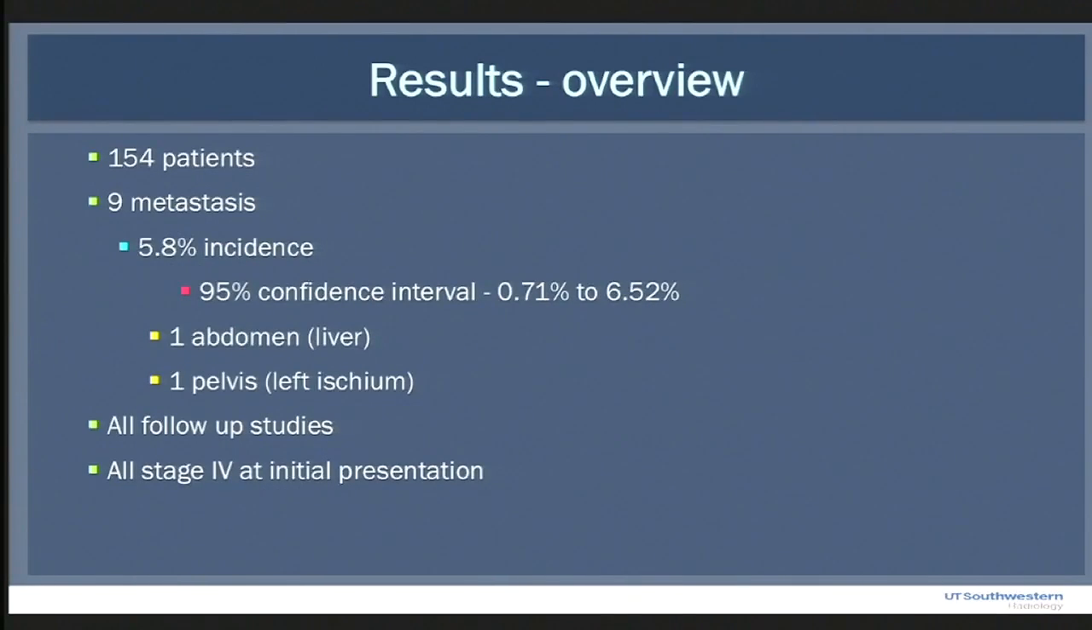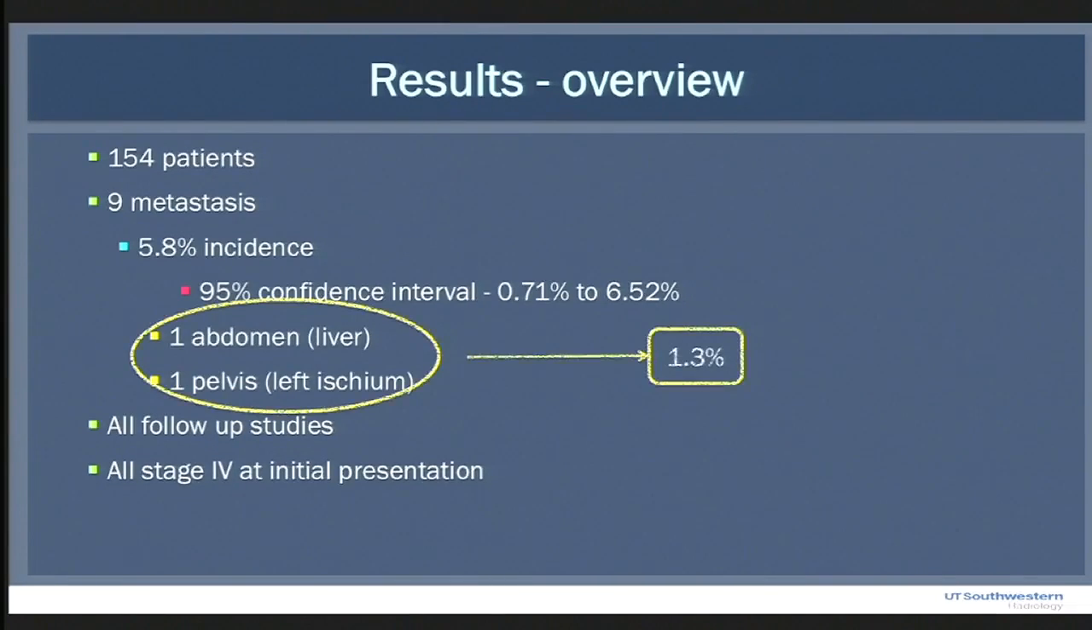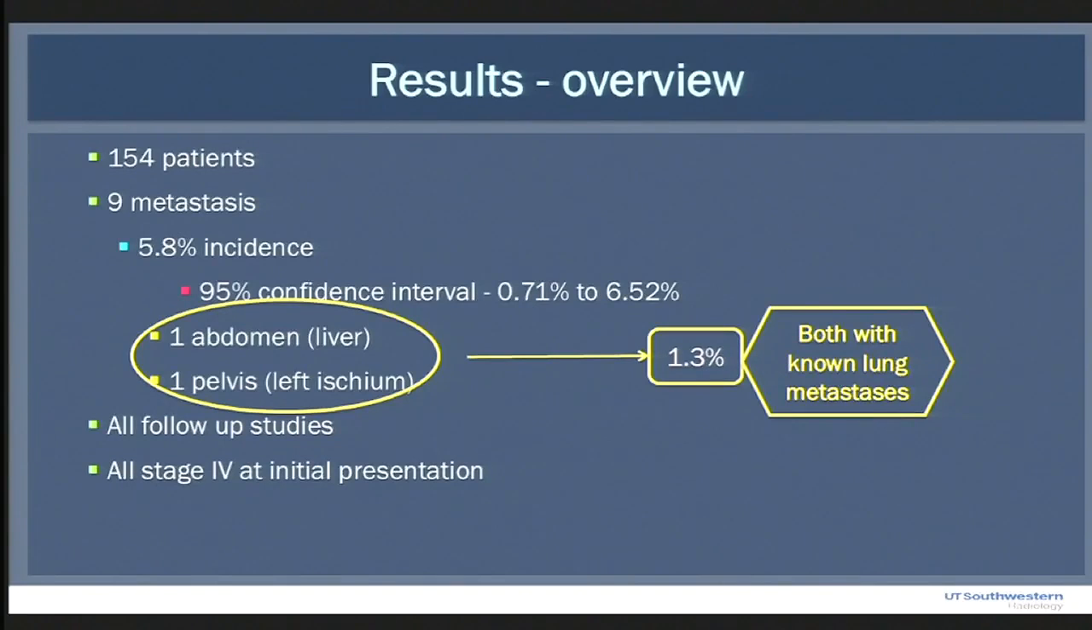So as an overview of our results, we have 154 patients with a total incidence of metastasis of 5.8%. And when we consider only the abdomen and pelvis, we had an incidence of 1.3% of metastatic disease. Again, both the patients also had non-lung mets at the time of this study. And these are all follow-up patients doing it after treatment and had a stage 4 tumor at initial presentation.